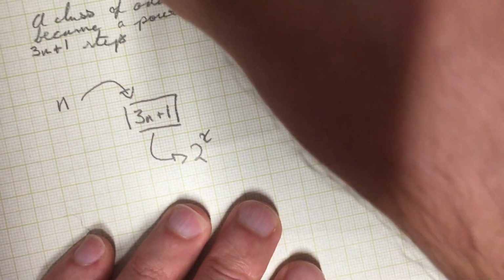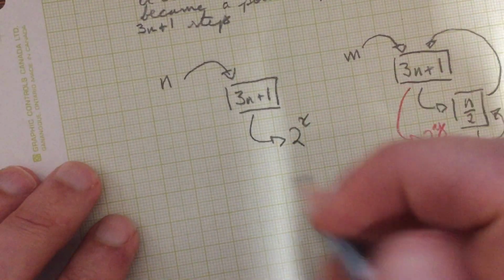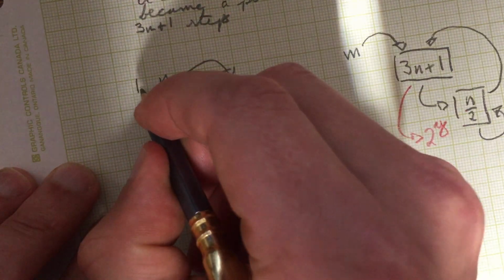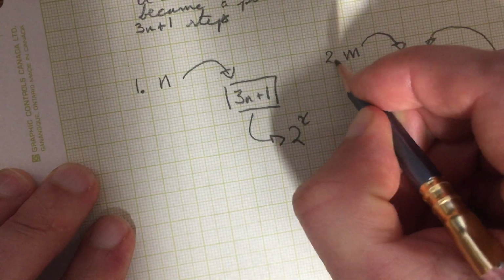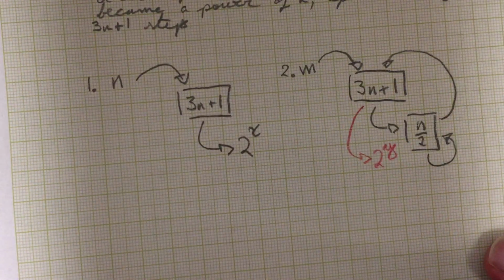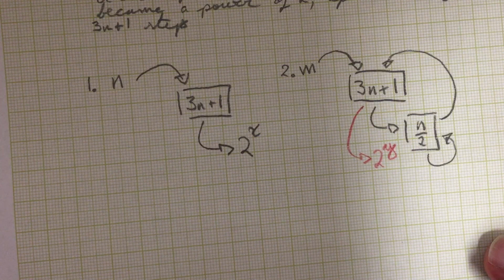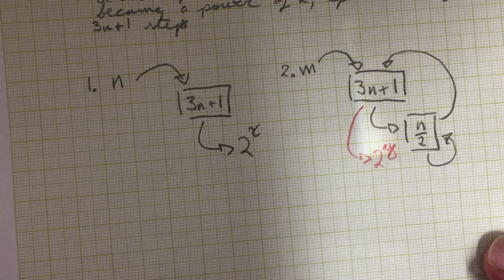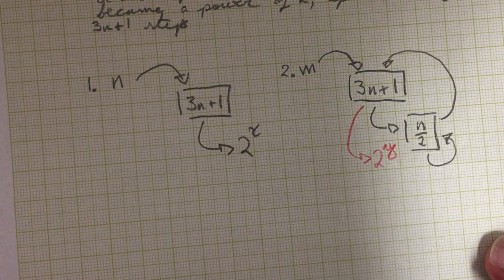So you've got 1 Collatz odd step and 2 Collatz odd steps. So yeah, that was the next question I asked myself. Are there classes of numbers where two steps through the odd Collatz function creates a power of 2?